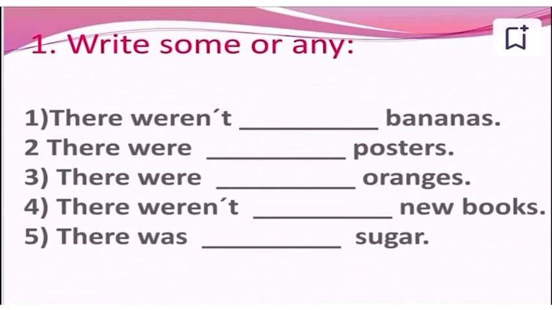In here, write some or any. It's some practice for the students. There weren't dash bananas. There weren't, because it's negative, so we have to use any. There weren't any bananas. There were some posters. We have there were, so it's positive. We have to use some. There were some oranges. There weren't any new books.